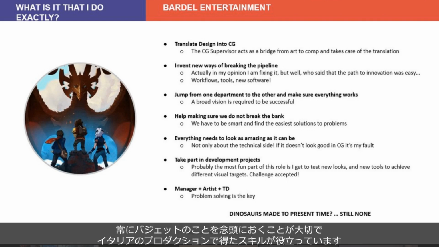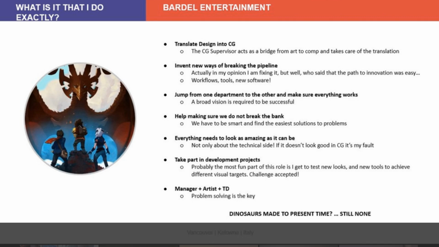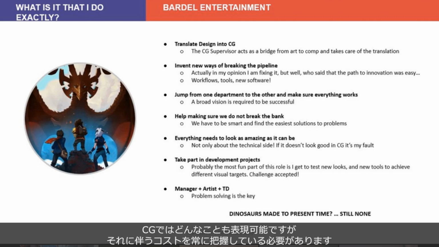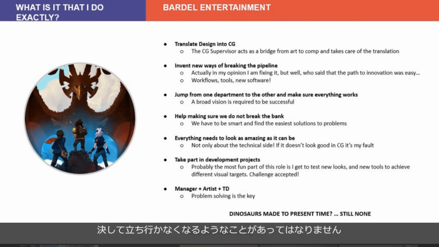As I was saying before, and this is a skill that I learned in the Italian production the most, we have to be aware of what the budget is and try not to break the bank. In CG, we can do anything, right? Everything is possible, but how much is that possible? So we have to understand the cost involved in a decision, and we have to be careful because we don't want to break the bank and make the production unviable.